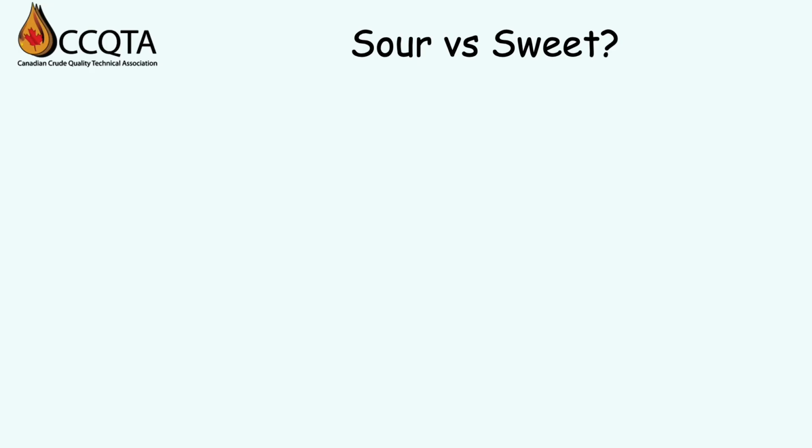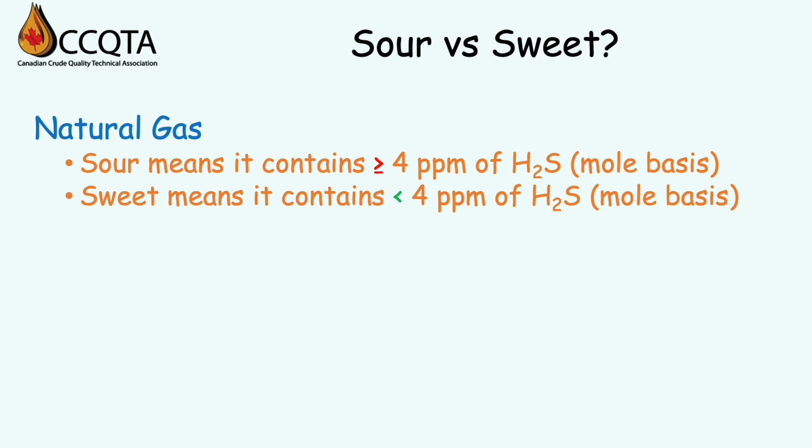The terms sour and sweet mean different things depending on where you are involved in the oil and gas industry. On the natural gas side, sour means it contains greater than or equal to 4 ppm of H2S on a mole basis. Sweet means it contains less than 4 ppm of H2S. That doesn't mean that natural gas doesn't smell bad and contain other types of sulfur compounds. In fact, natural gas sold to the public actually has 2 organic sulfur compounds added as an odorant to make sure that it can be easily detected in the event of a leak. Only H2S, however, is considered when designating natural gas as sour or sweet.